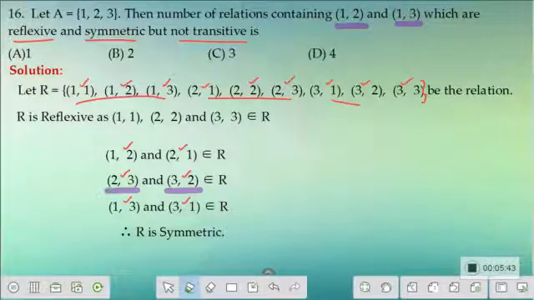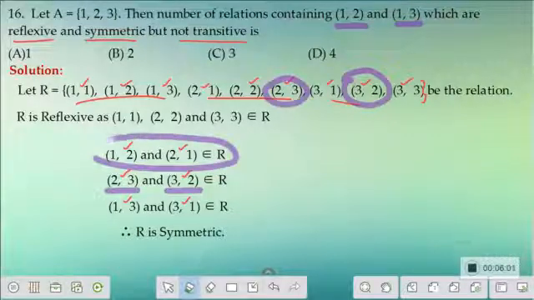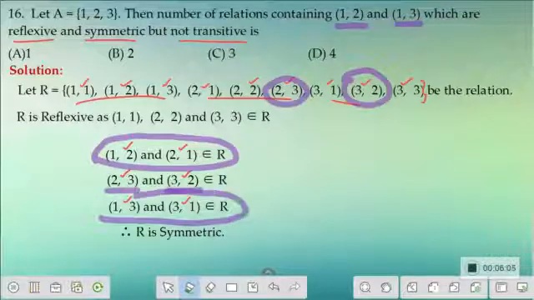So what I'm going to do here is remove both the elements. That is, I'm going to remove 2, 3 and also 3, 2 from the defined relation. Now let's see, if I remove this 2, 3 and 3, 2, it won't affect our symmetric condition because 1, 2 and 2, 1 will be elements in R, and 1, 3 and 3, 1 will be elements in R, so it won't be a problem.